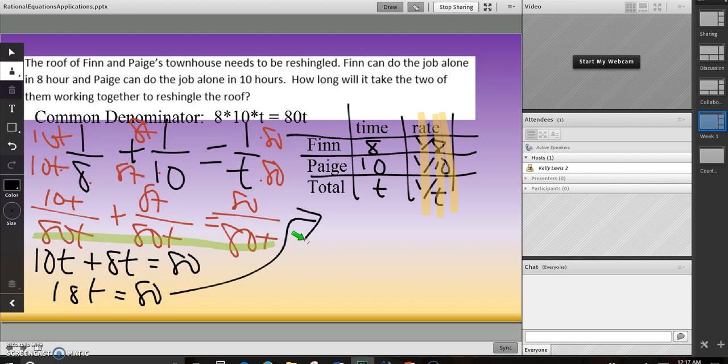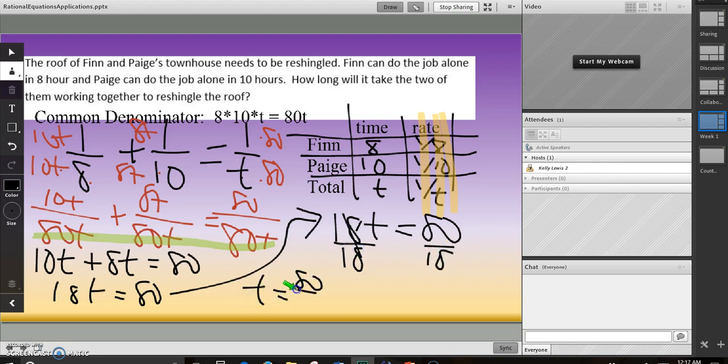I don't need to worry about the domain because if I set 80t equal to 0, I get t can't equal 0, and we're not going to get 0 as our time. Like if you blink, that's 1 second, that's not time 0. There's always going to be something: 1 minute, 40 minutes, an hour and 25 minutes, 5 hours, 5/16 hours, whatever. So we're at 18t equals 80, divided by 18, so t equals 80/18.